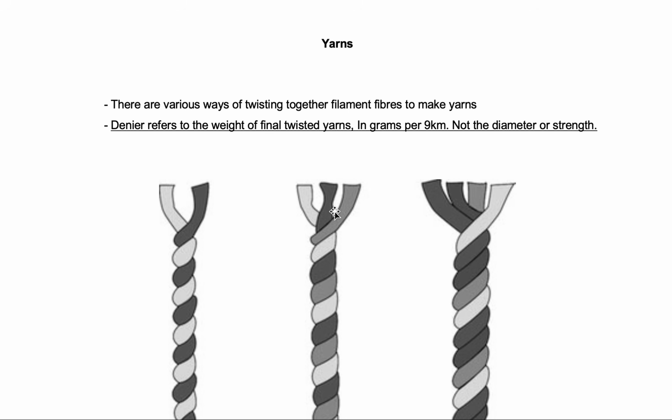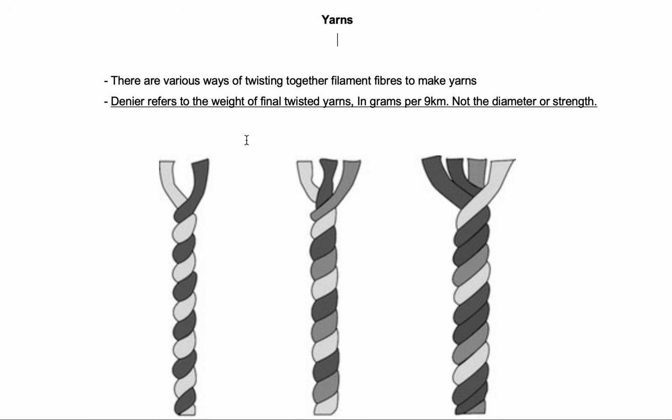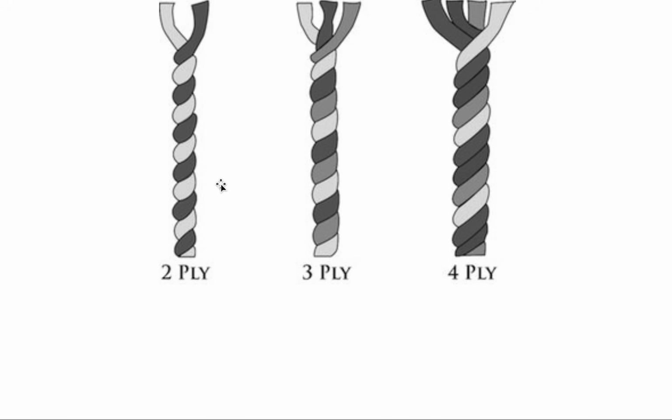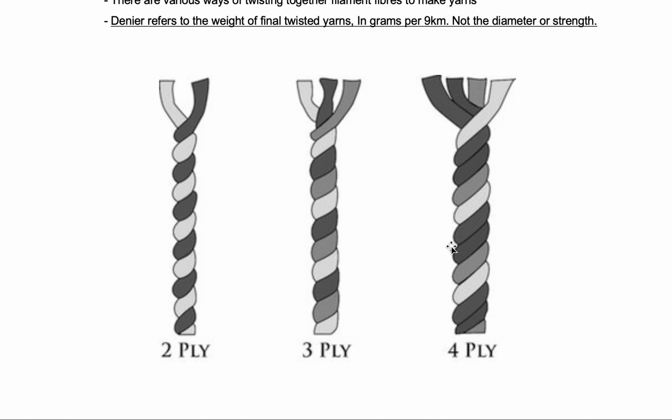Okay, so once we have our fibers, we then need to turn those fibers into yarns, because you don't weave the fibers, you weave the yarns. The fibers are too thin to weave. So the way yarns are made is they're made up of fibers that are twisted together, and there's lots of different ways that this can happen. Here's just a really simple 2-ply, 3-ply, 4-ply. So you can see a 2-ply is just two fibers twisted together to make a yarn. 3 and 4, obviously, respectively: 3 fibers, 4 fibers.